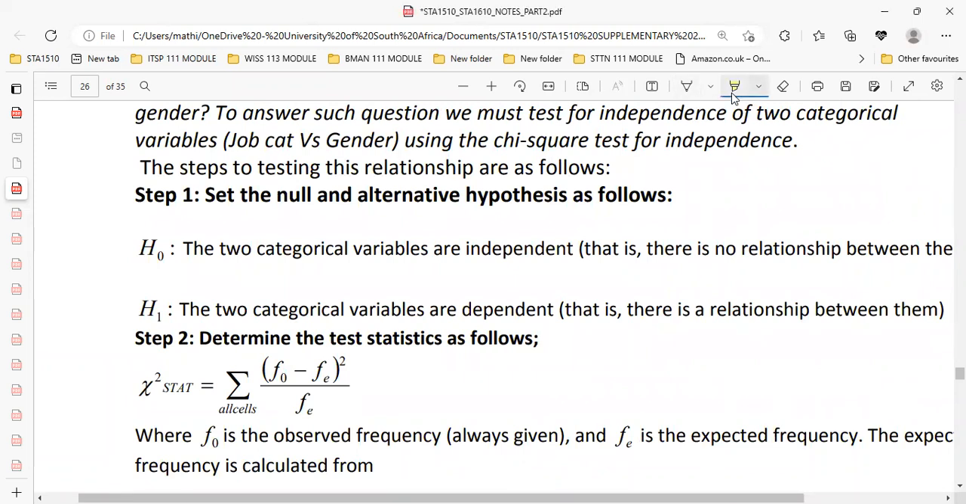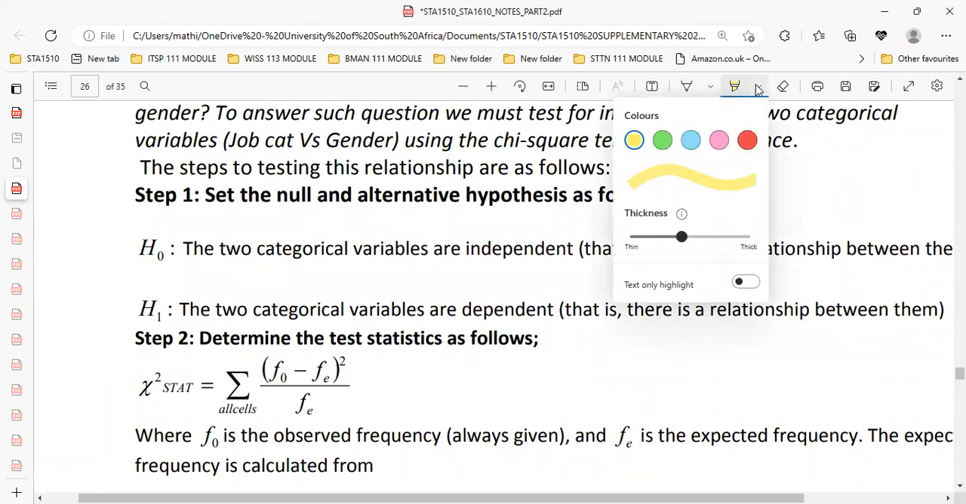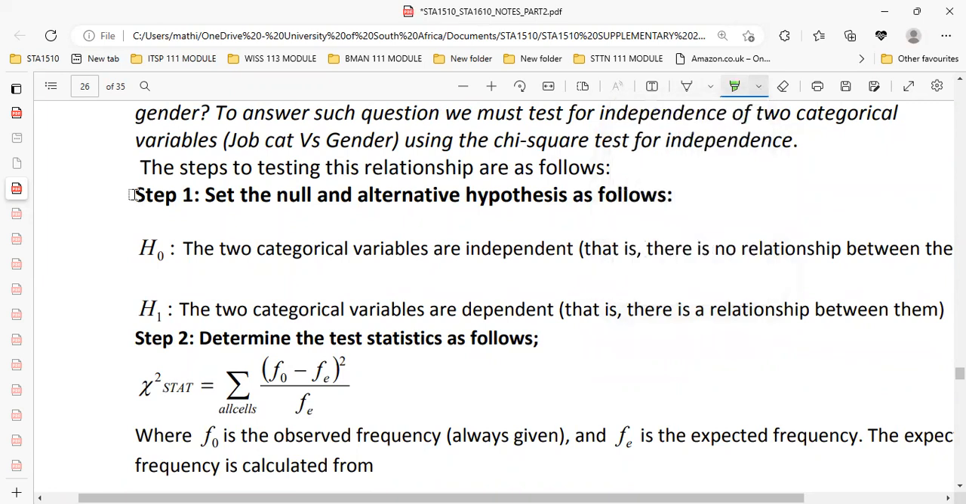We'll just highlight here. Step one, what are we talking about? Step one, you set the null and alternative hypothesis. That's step one. Now, you all know that H0 is the null hypothesis, the statement made about a population parameter to be tested.